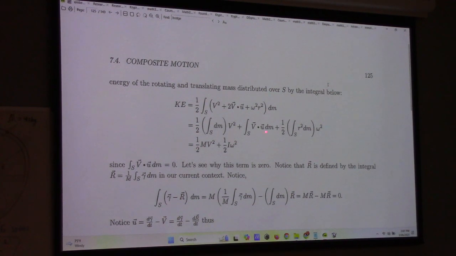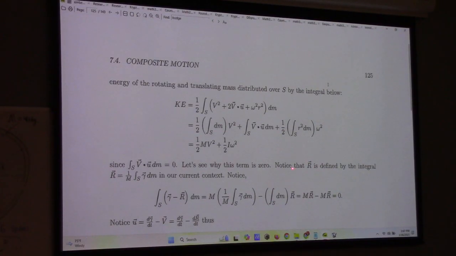I'm claiming this part's 0. And then this piece over here, well, that's the moment of inertia we've been calculating the last hour and a half of class, right? So there it is, 1/2 I omega squared. There's your translational and your rotational kinetic energy. Okay, so why is that middle term 0?